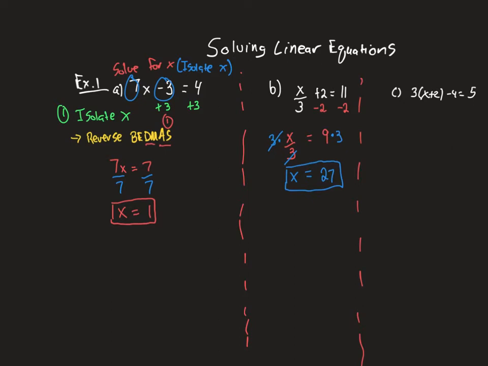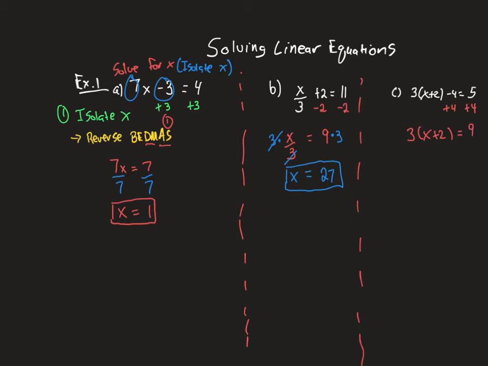And finally, in the last example, once again, you're going to follow your steps. You want to always follow your steps. And the first step, once again, is reverse BEDMAS. So the reverse BEDMAS here would say I want to get rid of this -4. So I'm going to add 4 to both sides. It's going to leave me with 3 times (x plus 2) is equal to 9.